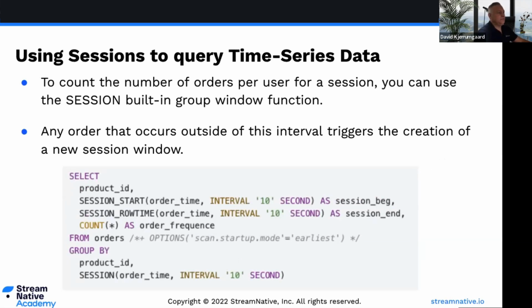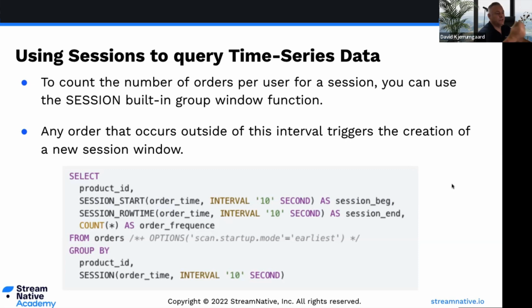Now, this is one good example. We talked about cases like mobile applications, web applications, monitoring, filtering, things like that. So if you wanted to count the number of orders per user for a session, you can use the session built-in group windowing function that comes with Flink. In this particular example, a session is bounded by an interval of 10 seconds. This means that orders that occur within 10 seconds of the last seen order for each user are merged into the same session window, and any order that occurs outside of this interval triggers the creation of a new session window, right? So you can predefine how big your sessions are, and if something occurs within that window, then you consider it part of the same session.